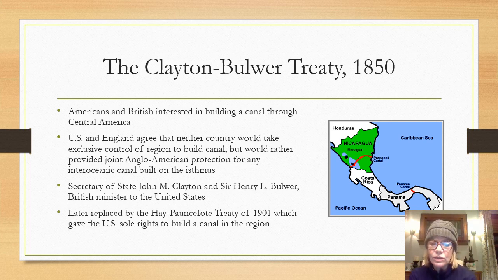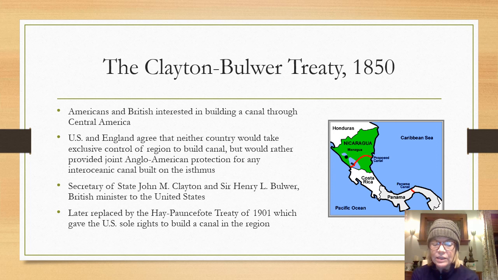So the United States was eyeing this, and so was England. And so they did what they did, sort of like with the Oregon Territory, they agreed to share it. And this is with the Clayton-Bulwer Treaty. It was our Secretary of State, John Clayton, and British Minister to the United States, Henry Bulwer.